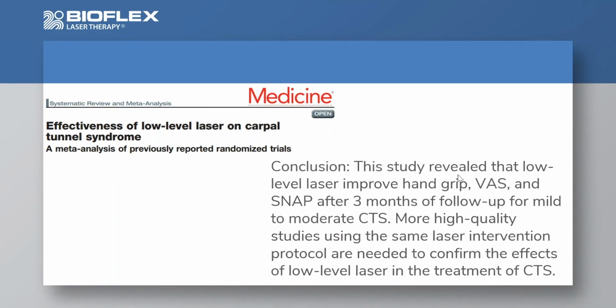they did their statistical analysis, that low power laser improved hand grip, visual analog scale pain, STAP, which is a testing for carpal tunnel, at 3 months of follow-up. And again, for mild to moderate carpal tunnel syndrome. They also recommended more high quality studies, obviously, to confirm the effects and to come up with appropriate protocols.